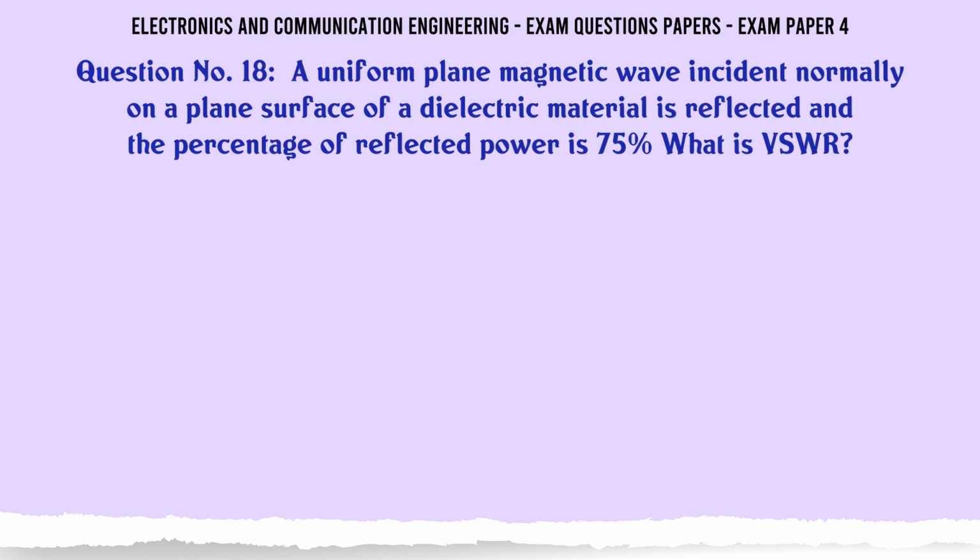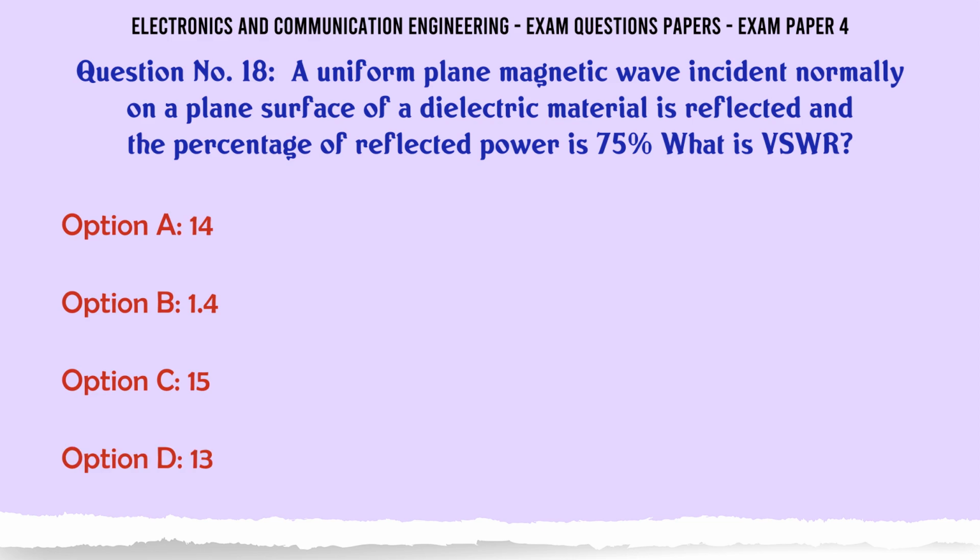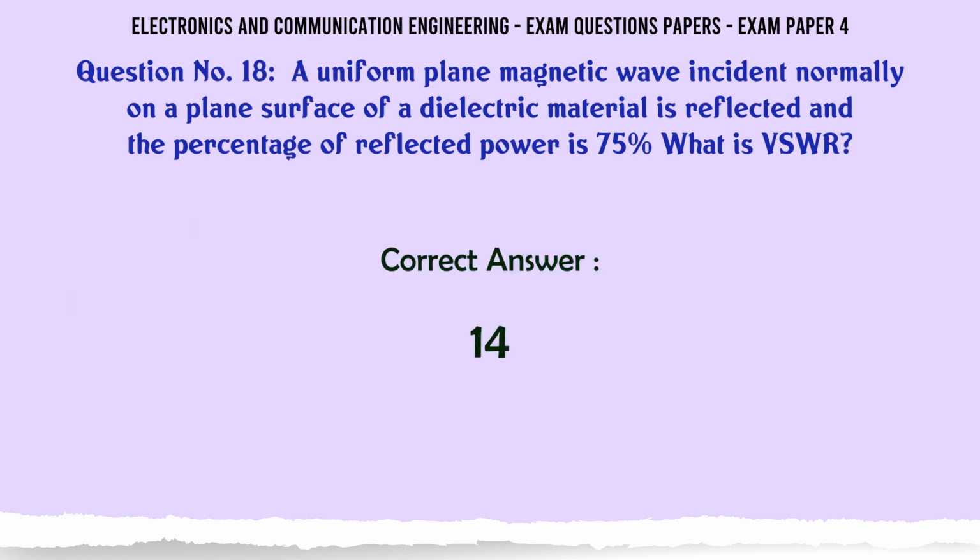A uniform plane electromagnetic wave incident normally on a plane surface of a dielectric material is reflected, and the percentage of reflected power is 75. What is VSWR? A. 14, B. 1.4, C. 15, D. 13. The correct answer is 14.